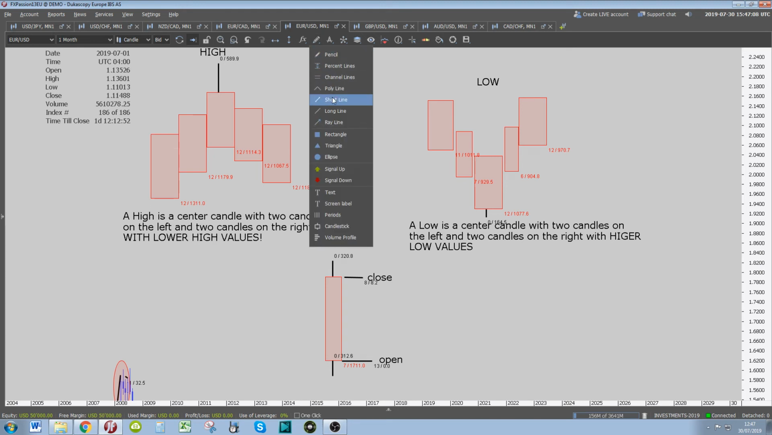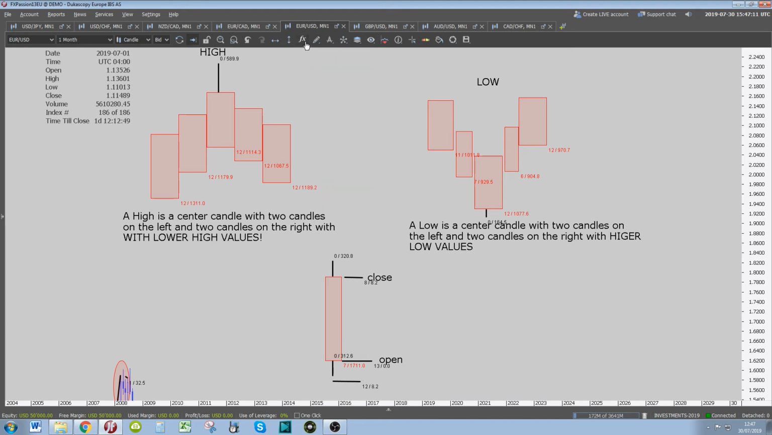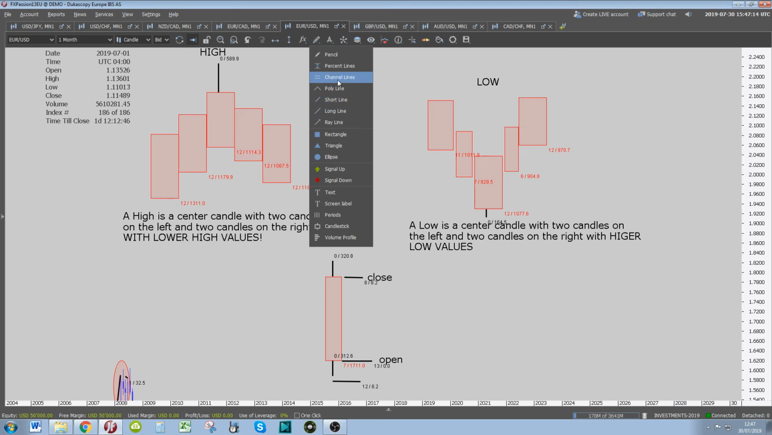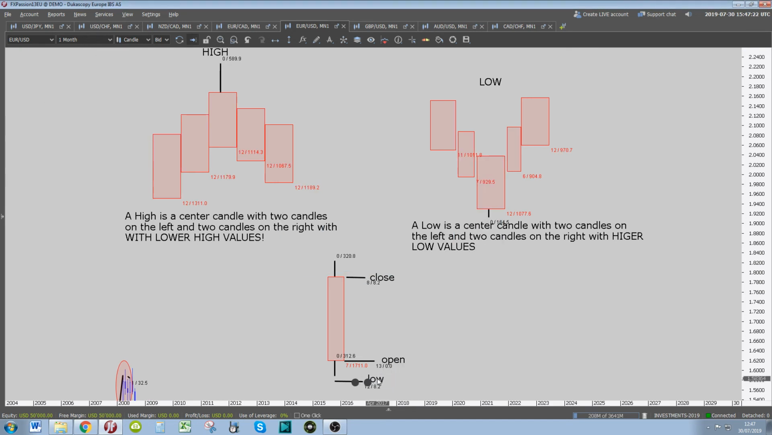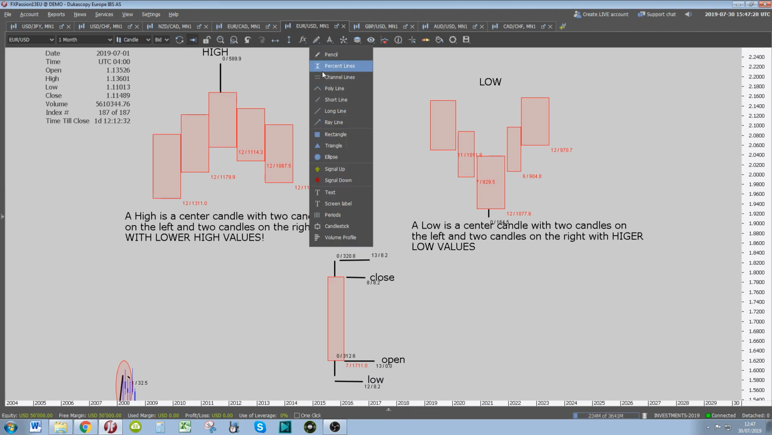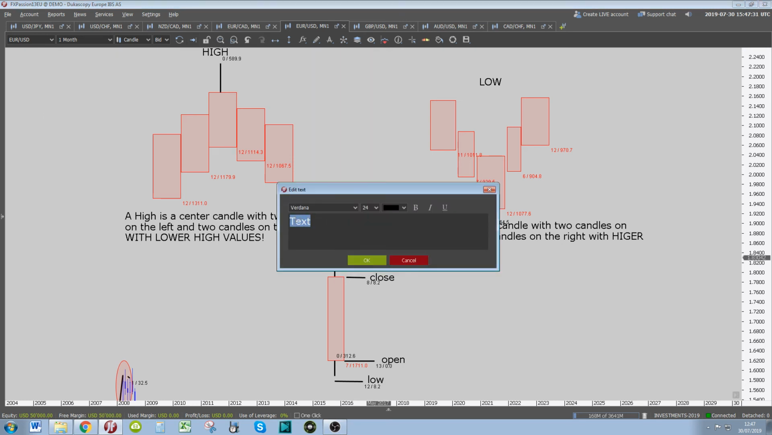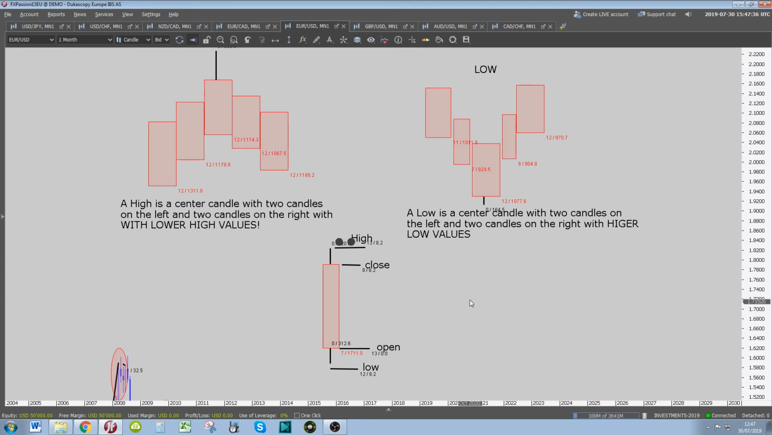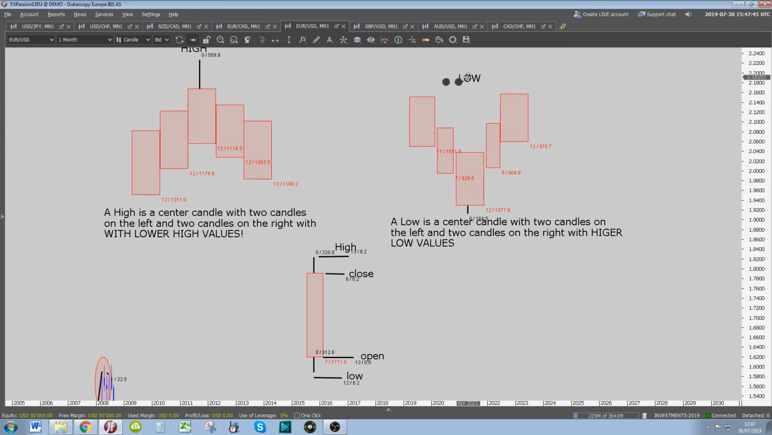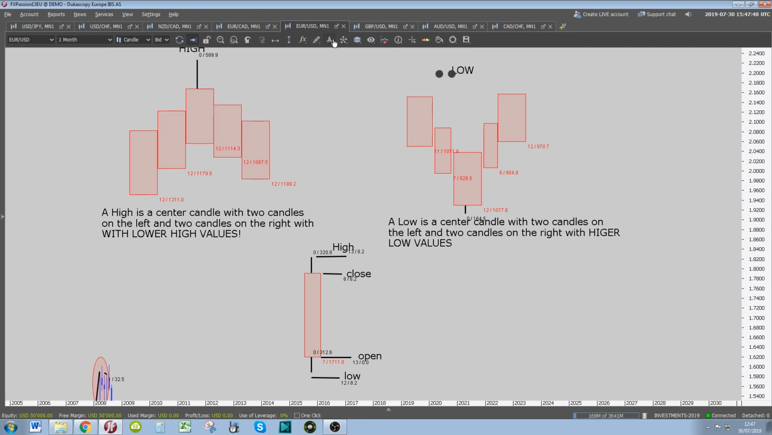And of course, it has also a low value. This is the lower point of the candle. Okay, and you have also a high up in here. So this is going to be the high value. Okay, those are the bullish candles. So when you are looking at a low, you are going to find a central candle like this.